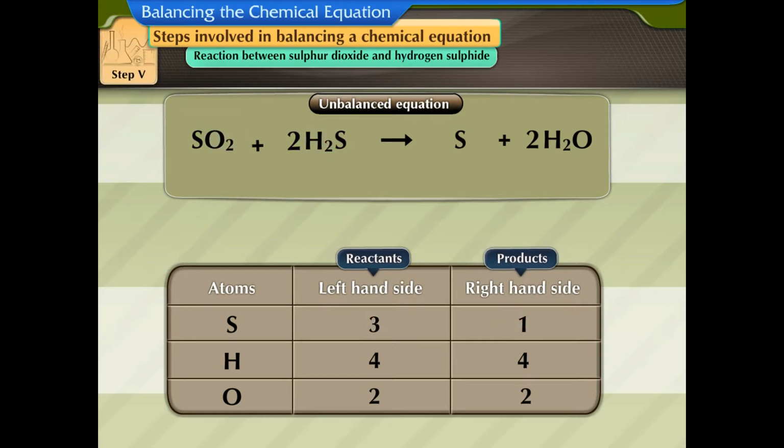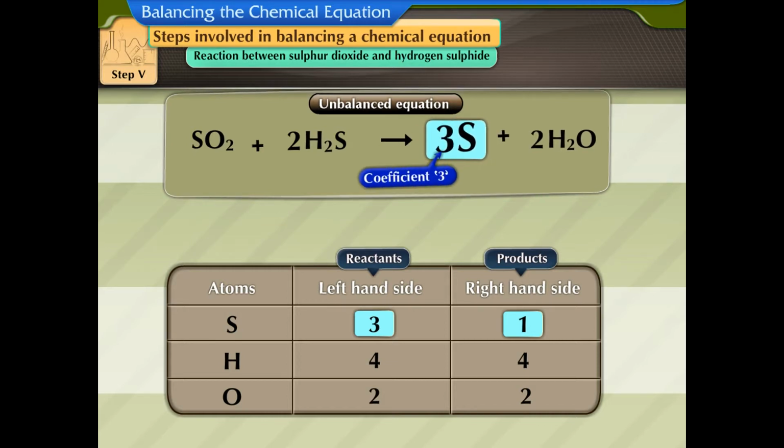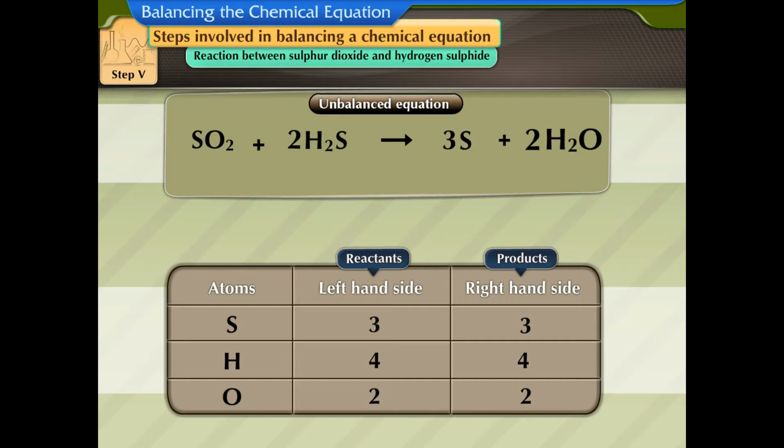Step 5. Now, select sulfur atoms for balancing. There are 3 atoms of sulfur on the reactant side and 1 on the product side. To balance the number of atoms, put the coefficient 3 for the S atom in the product side. The equation can be represented as SO2 + 2H2S gives 3S + 2H2O.